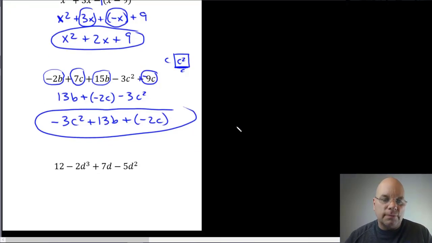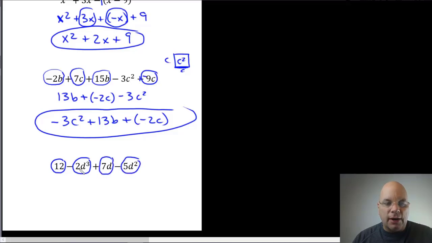This last expression, in this term I'm counting wholes. In this term I'm counting d cubed, which would now be three-dimensional. In this term I'm counting d, one-dimensional. In this term I'm counting d squared. So I don't have any like terms in any of these terms. So it can't be simplified.